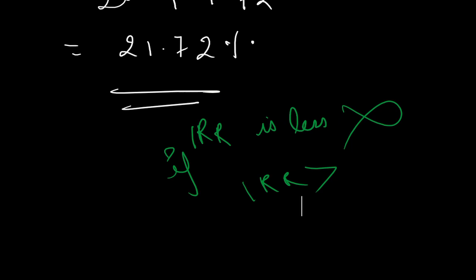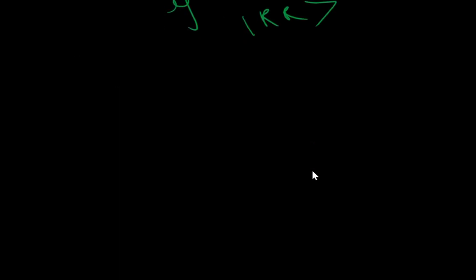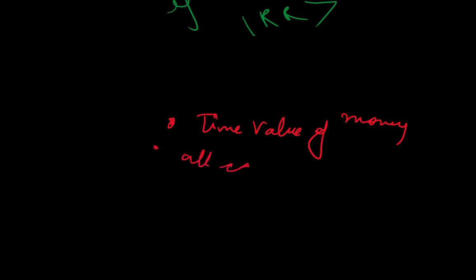Now let's discuss the advantages of the IRR method. Firstly, like in NPV, it also considers the time value of money. It also considers all the cash flows, okay? And the result is expressed as a percentage, making it easier to compare projects, and it is widely used by companies for investment decisions.